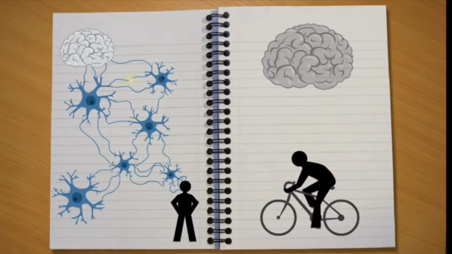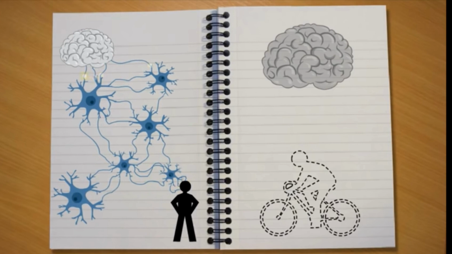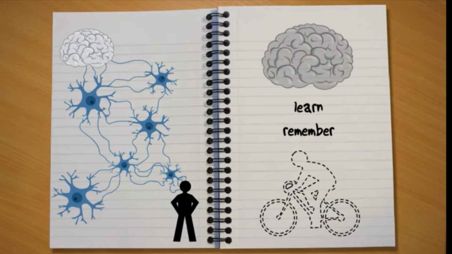But eventually, as you got more practice, the neurons sent messages backwards and forwards until a pathway was created in your brain. Now you can ride your bike without thinking about it because the neurons have successfully created a bike riding pathway. Creating these neural pathways is how you learn and remember things. So, the more you use your brain to create these pathways, the more you will learn.